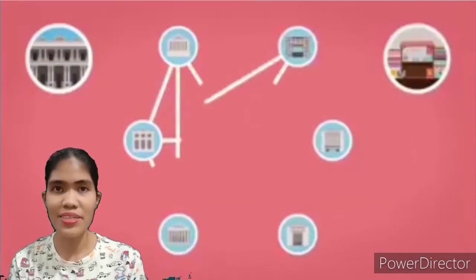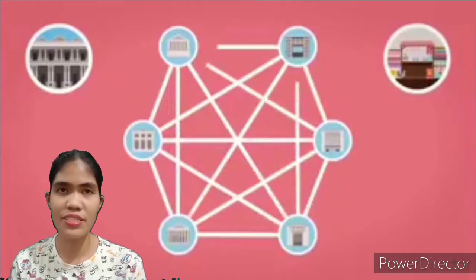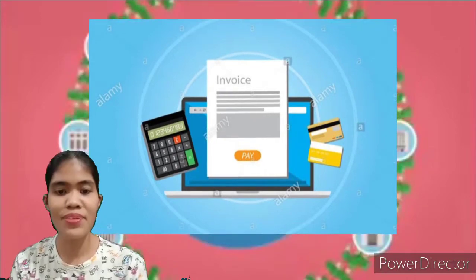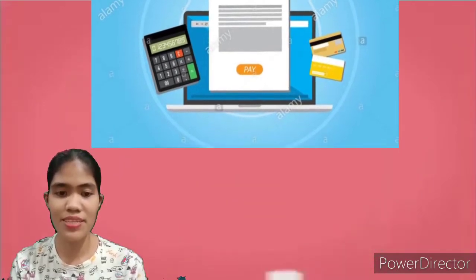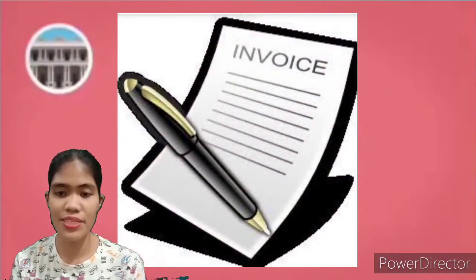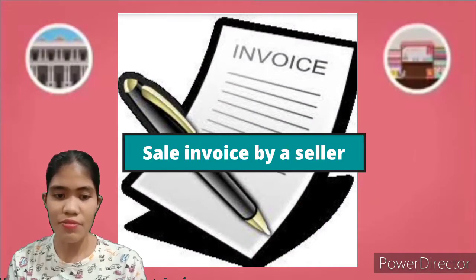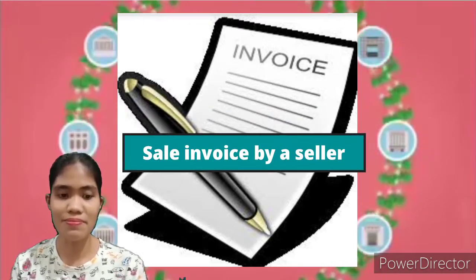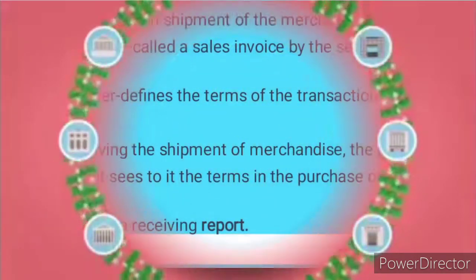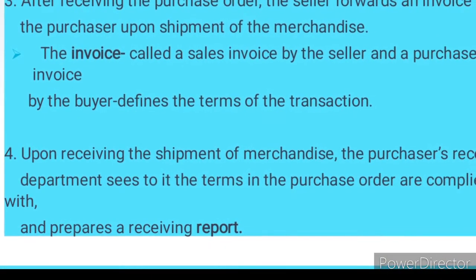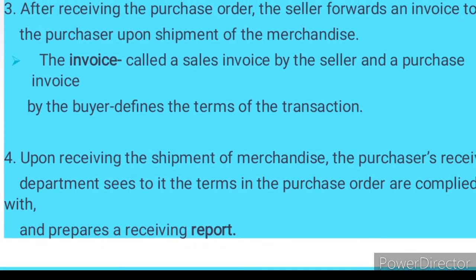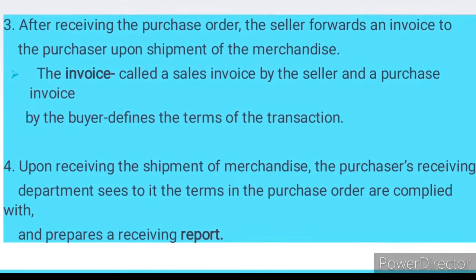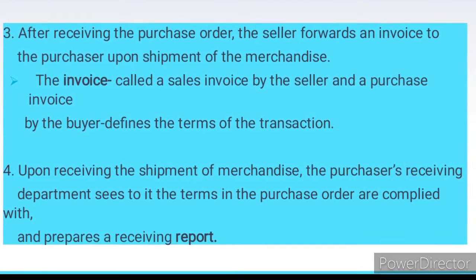Then, third is, after receiving the purchase order, the seller forwards an invoice to the purchaser upon shipment of the merchandise. The invoice is a sales invoice for the seller and a purchase invoice for the buyer. Then, the fourth is, upon receiving the shipment of merchandise, the purchaser's receiving department sees to it that the terms in the purchase order are complied with and prepares a receiving report.